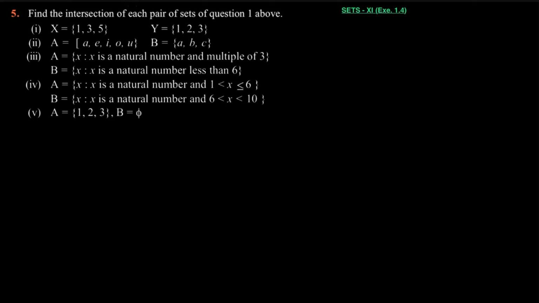So today in this video we are going to attempt question number 5 of sets class 11th exercise 1.4 of CBSE mathematics. So the question states, find the intersection of each pair of the sets of question number 1 above. These all parts are the parts of question number 1, and now in this very case we'll have to find the intersection of these very pair of sets. In order to solve this question, we'll first of all have to understand what intersection of sets mean.